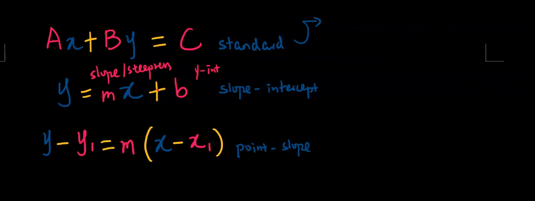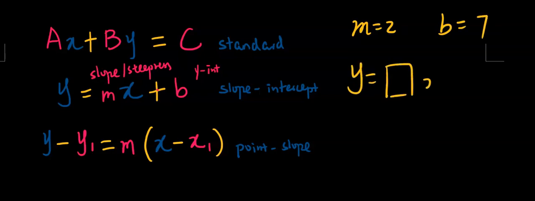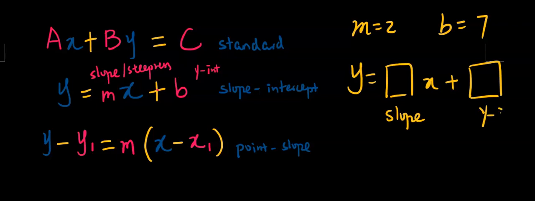Let's look at the next one. Next one, we're going to write in slope-intercept form. So if we're given the slope is 2 and the y-intercept is 7, are you able to write y equals mx plus b form? All right, remember here you put the slope, here you put your y-intercept. Then we bring them in and stay here. We have y equals 2x plus 7.